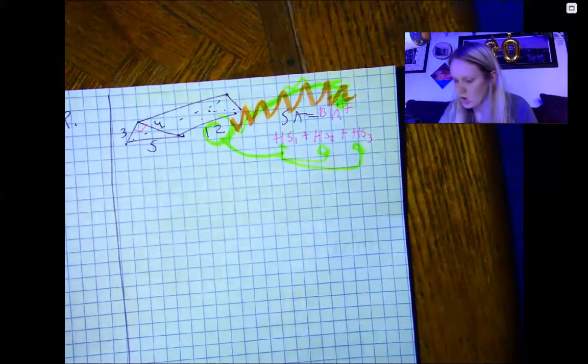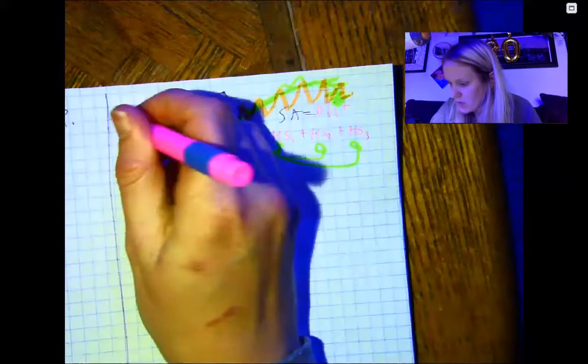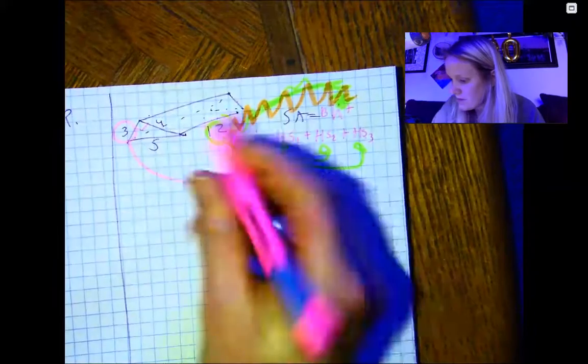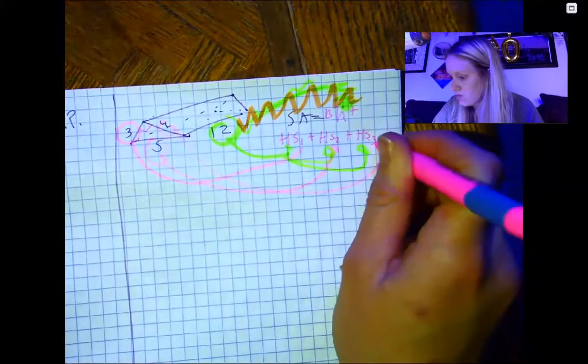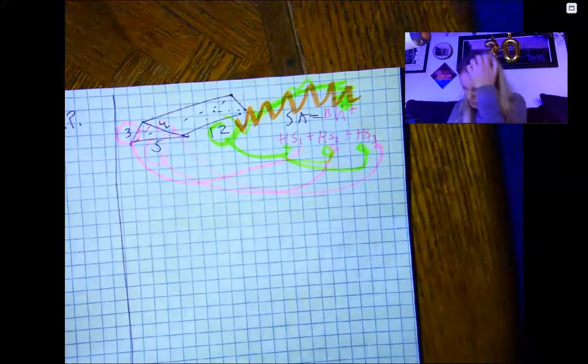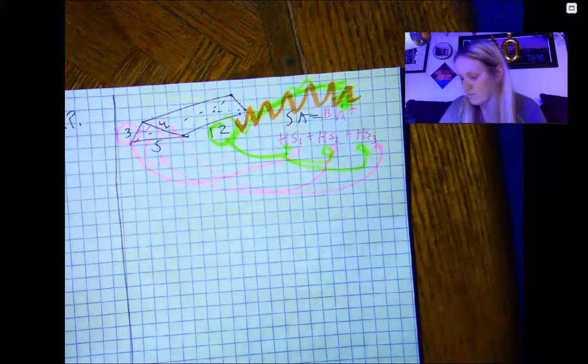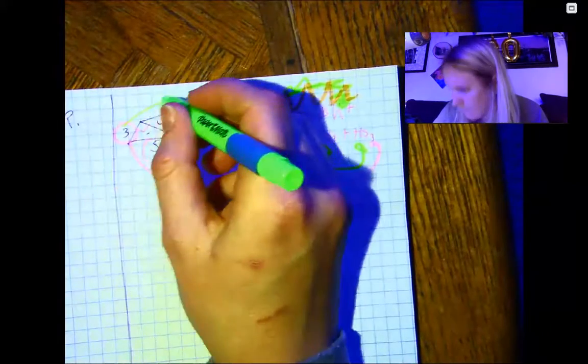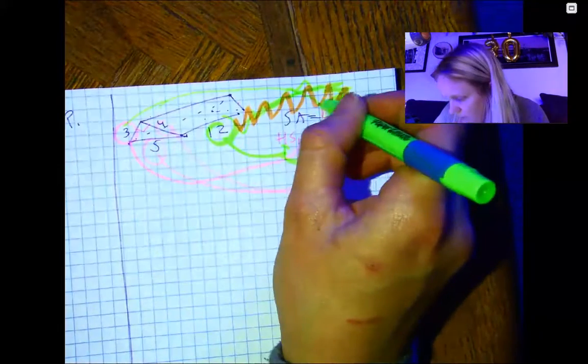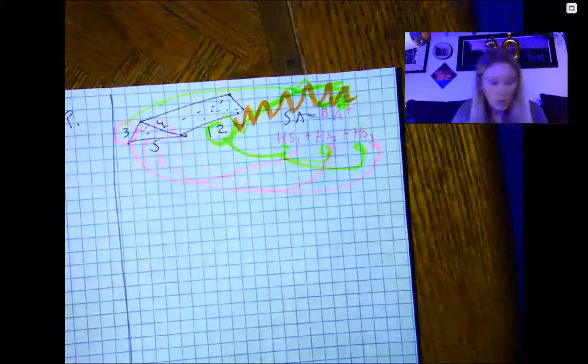I'm going to call this 3 side length 1, this 5 side length 2, and this 4 side length 3. All right, so the base, this base is also that base, but this 4 is that height.